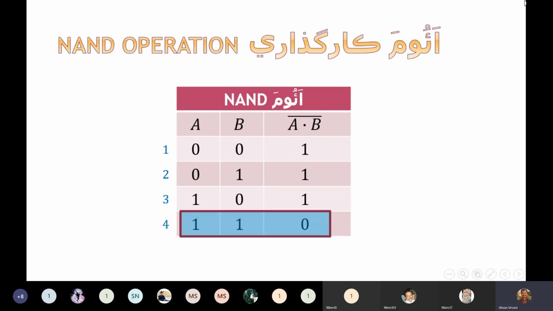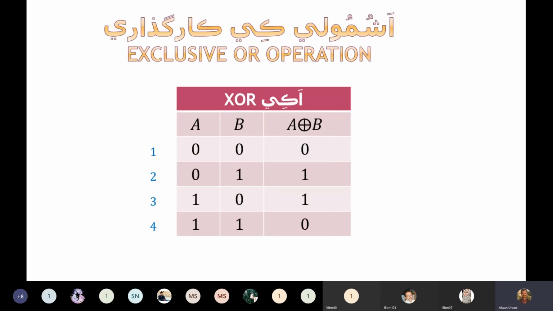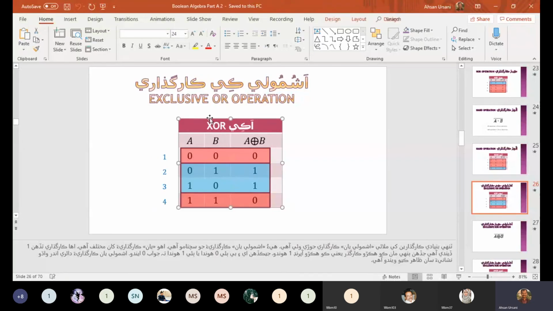So where AND is 1, NAND is 0, and where AND is 0, NAND is 1. Exclusive OR. Exclusive OR is similar but not the same as OR. Exclusive OR is similar to OR, okay? Exclusive OR is similar to OR, and you can compare. I will compare the two.